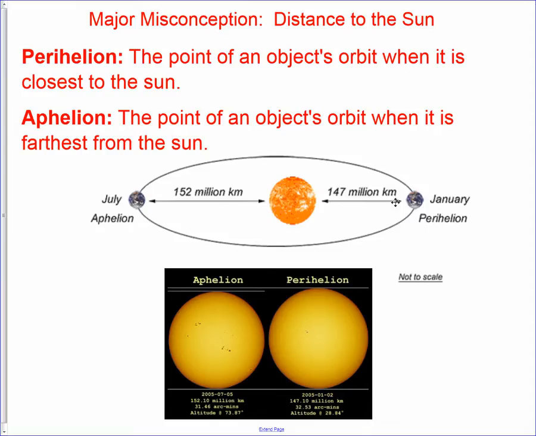We're actually about 5 million kilometers closer during January than we are in July. And moreover, while we experience winter, the southern hemisphere experiences summer. And if we're experiencing summer, then the southern hemisphere is experiencing winter. So the distance to the sun has no bearing on what season it actually is.